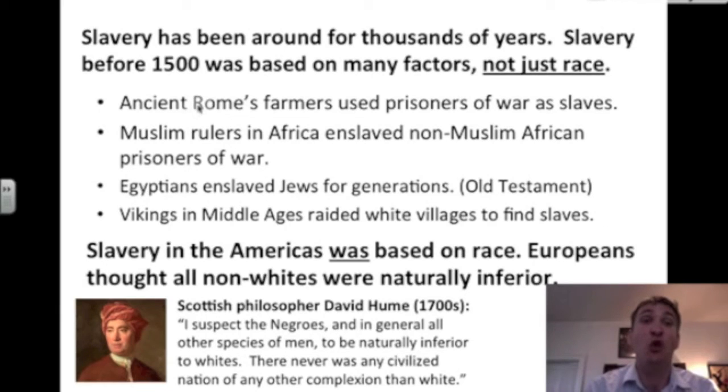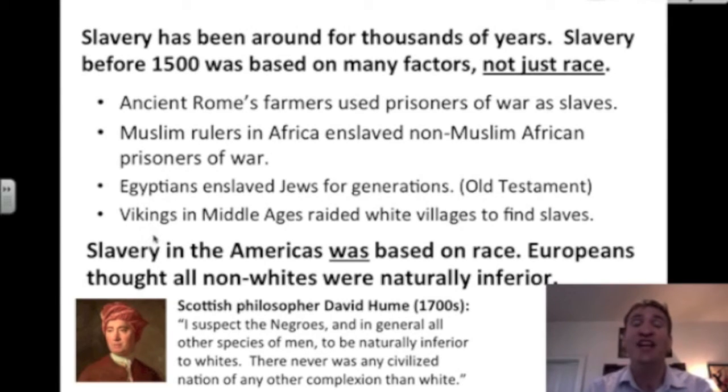Let's go back to ancient Rome. Ancient Rome's farmers used prisoners of war as slaves. Let's go back to the time of the Crusades, when Muslim rulers in Africa enslaved non-Muslim African prisoners of war. So you have Africans enslaving other Africans over religion. You have Egyptians enslaving the Jews for generations, and that is documented in the Old Testament of the Christian Bible. You also have the Vikings of the Middle Ages raiding white villages to find slaves in Northern Europe.